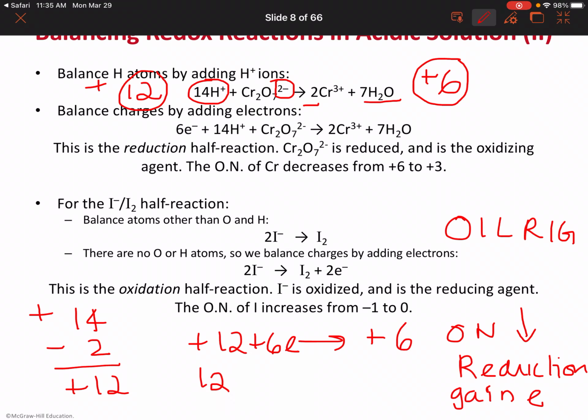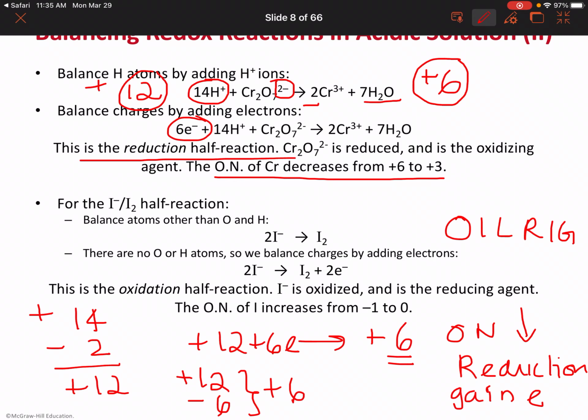So plus 12 and minus 6 is plus 6. Now it is the same as plus 6 on the other side. That's why you are seeing 6 electrons right there. You add 6 electrons, so you can go from plus 12 to plus 6 by gaining 6 electrons. So basically, what the dichromate ion is undergoing is reduction. So this is the reduction half reaction. Dichromate is reduced and is the oxidizing agent. If that is the reduction, that is the oxidizing agent.